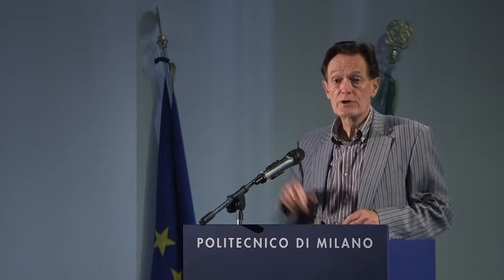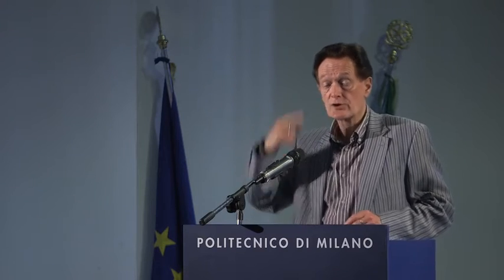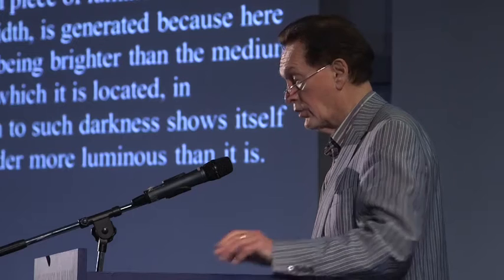But more than this, and this is about how the eye sees, and it's a very remarkable move, he says we don't just deal with exterior optics, we deal with interior perception, with optics of vision in the eye, with perception, with cognition. And he explains this varying field, the dark field, which varies in its intensity. This varying field is generated because that part of the field which borders on the luminous part of the moon, in comparison to such brightness, shows itself darker than it is. And that part above, where it looks like a piece of luminous circle of uniform width, is generated because here the moon, being brighter than the medium or field in which it is located, in comparison to such darkness, shows itself on that border more luminous than it is.